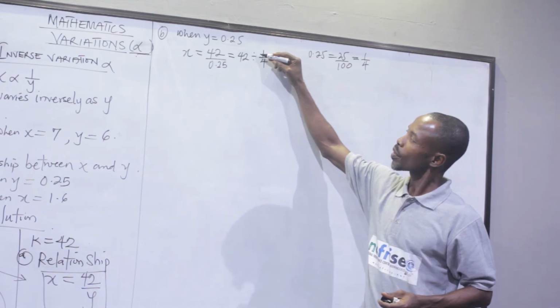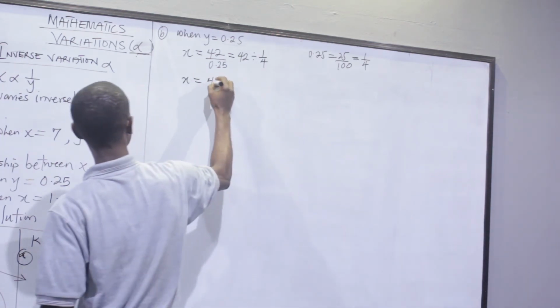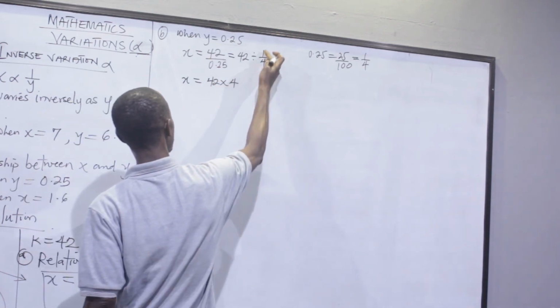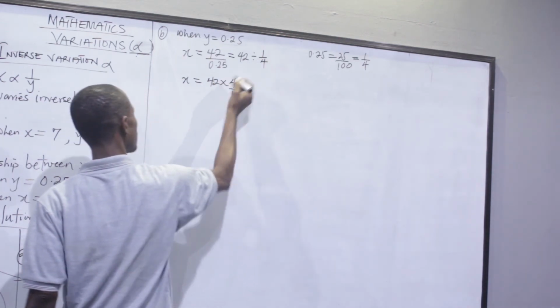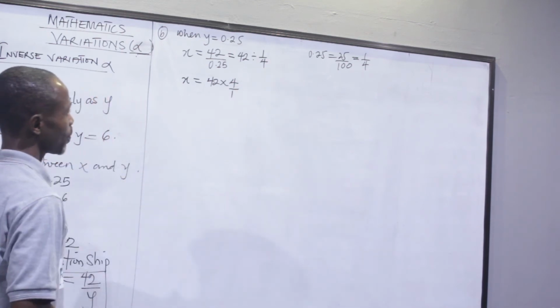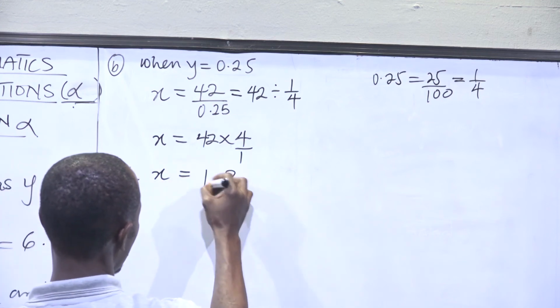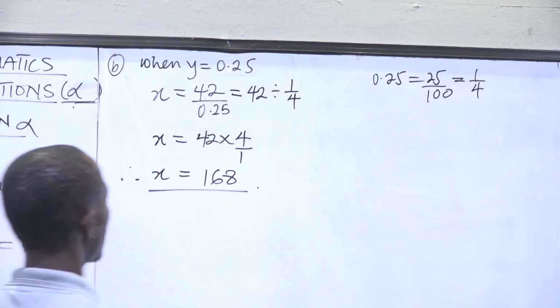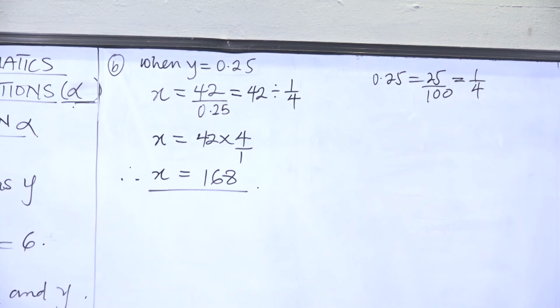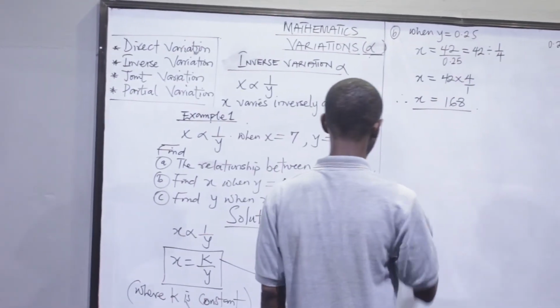That means this number must reverse. So x will equal 42 times 4. It becomes 4 over 1, like the division changes to multiplication, then the right hand side must reverse. So therefore, x should give us 168. Therefore C: find y when x is 1.6.